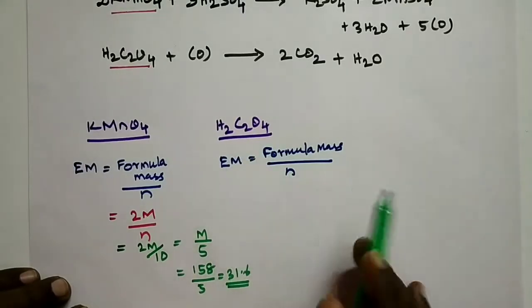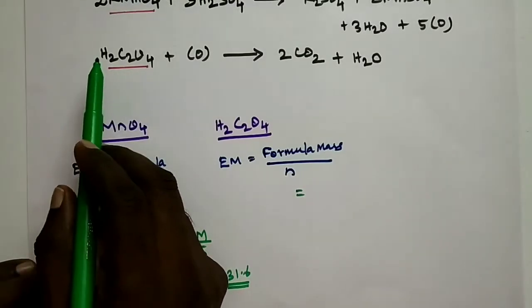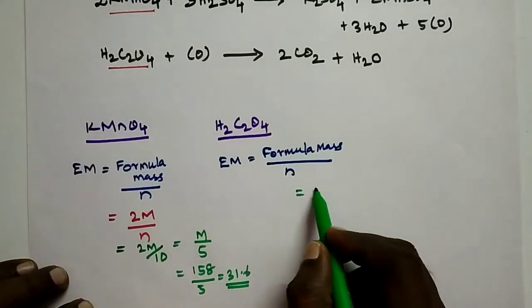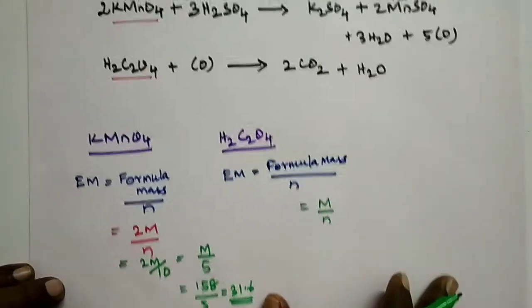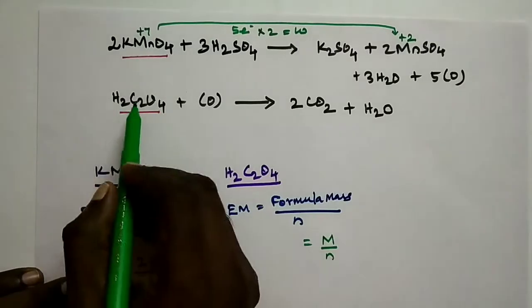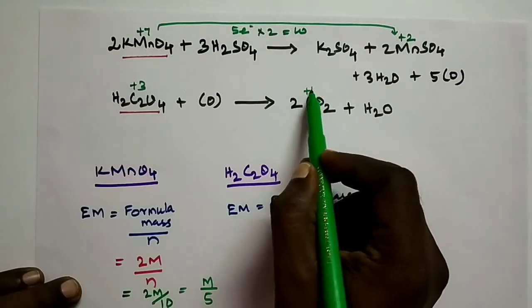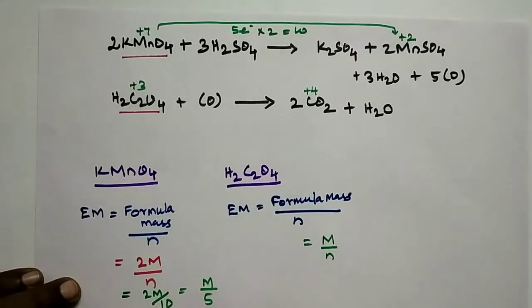Let's come to the oxalic acid. Formula mass: look at the number of oxalic acid, that is only one molecule. So M by N. What is N here? You see the oxidation state of this carbon here, it is plus 3. Here the oxidation state of carbon is plus 4. I hope you know how to calculate the oxidation number. In case you have any problem, just write it in the comment box, then I will upload a separate video for that. At present, let me assume that people know that and let me proceed.